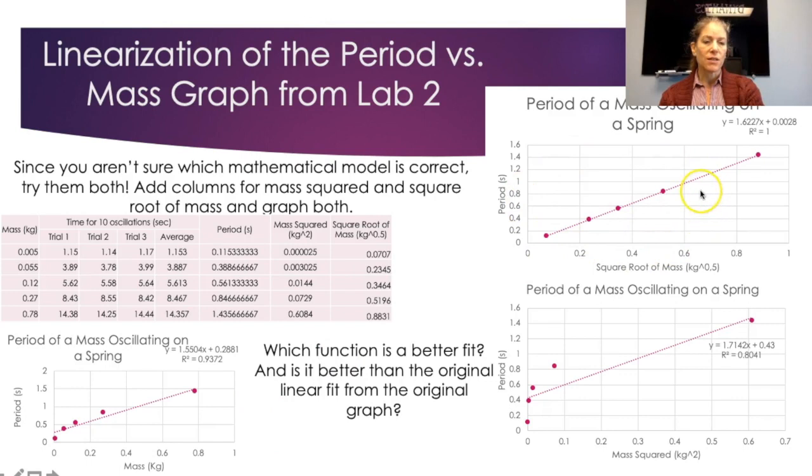So when I did the square root of the mass, you'll notice I made two more columns. I did the mass squared and I did the square root of the mass, because that was my independent variable. When I did the square root of the mass, I got this great trend line with an r squared value of 1. When I did mass squared, look at what happened to my trend line. My r squared value is terrible. I can see that this data does not fit. So my choice would be, this is definitely a better fit, and it's even better than my original linear fit. Even though this had a 0.94 correlation coefficient, this is obviously much better.